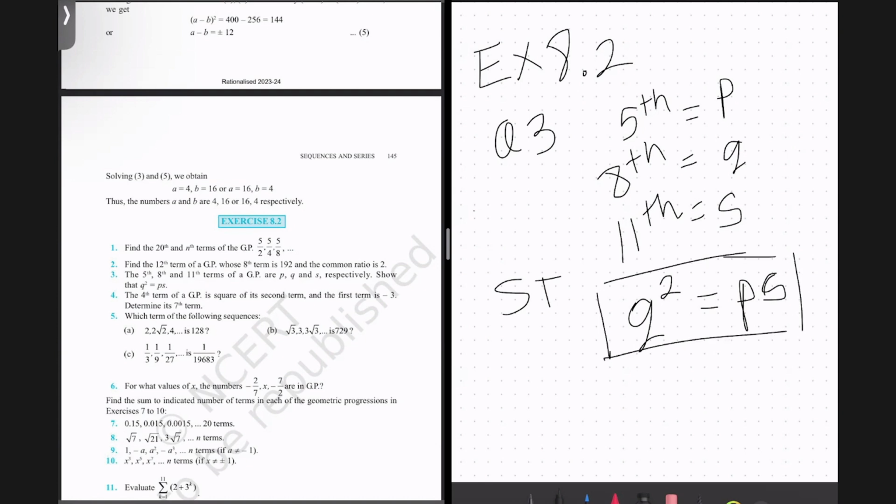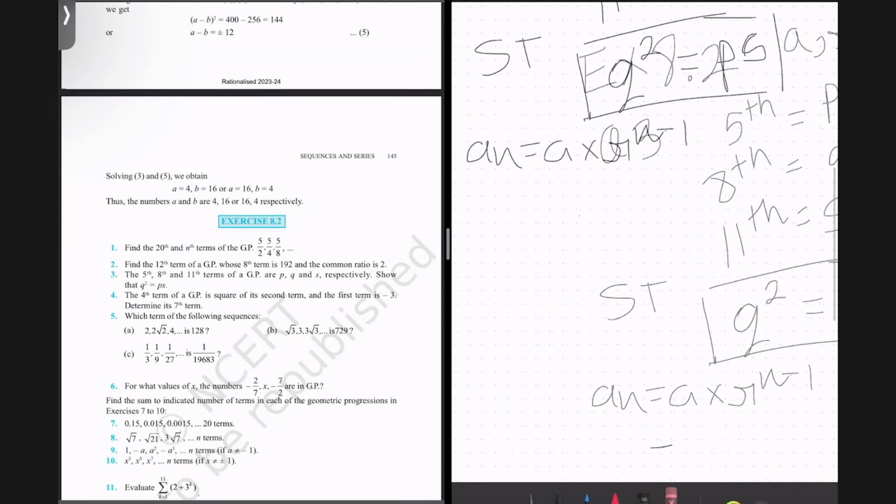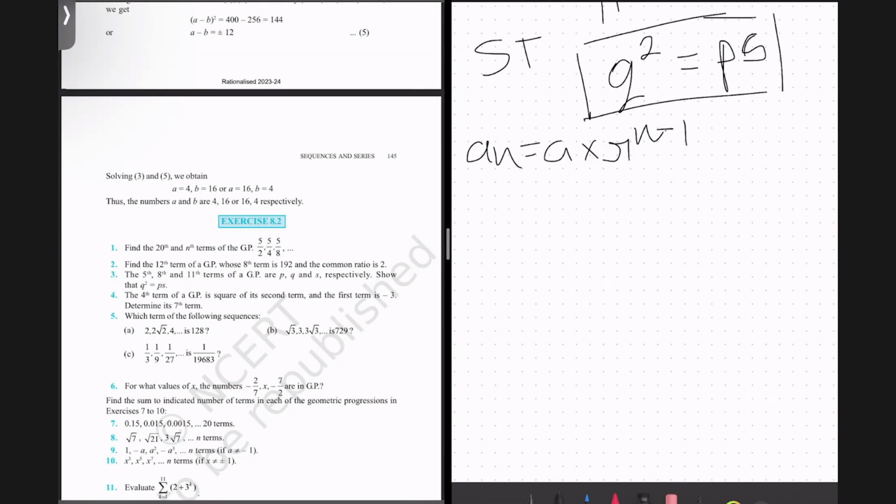We're going to assume a very general GP, with the first term as A, common ratio as R, and the relationship describing each term as A of n equals A into R to the power n minus 1. Before starting the question, I would like to find out what P, Q, and S actually are.